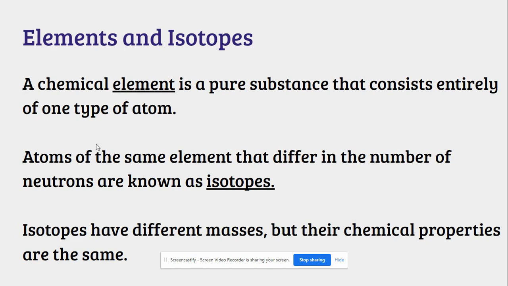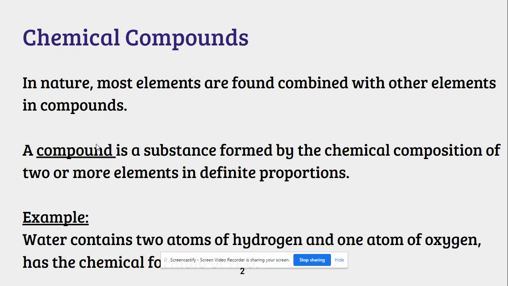Now, a chemical element is going to be a pure substance that consists entirely of just one type of atom. And atoms of the same element that have different numbers of neutrons are known as isotopes. Now, although isotopes have different masses, they're still going to have the same chemical properties because they will still have the same number of protons. So the common example is carbon-12 versus carbon-13. They have the same number of protons, but different numbers of neutrons, but maintain the same chemical properties.